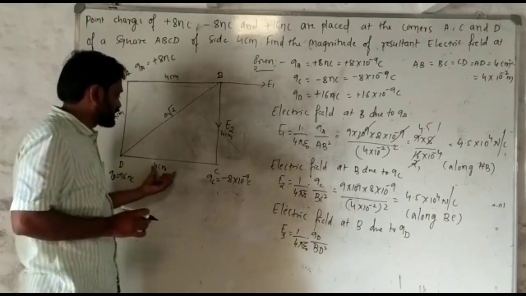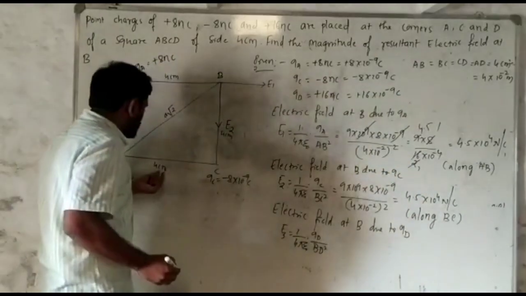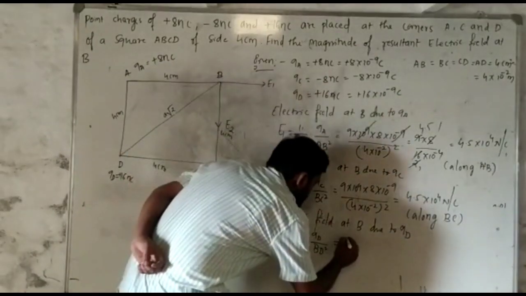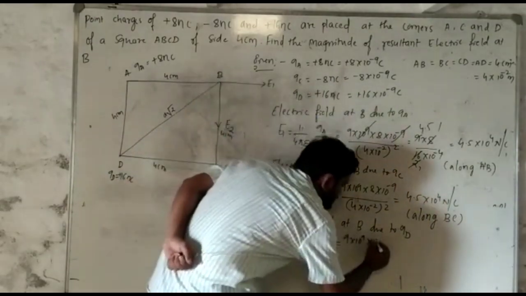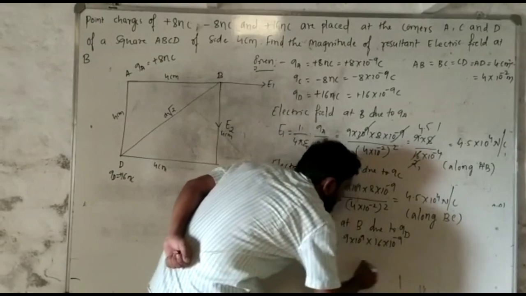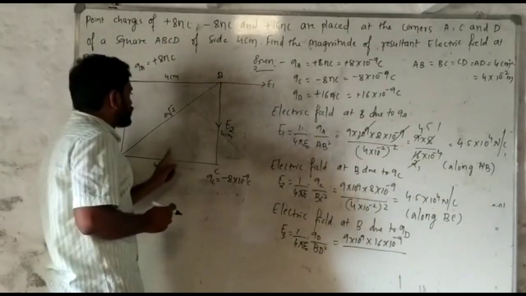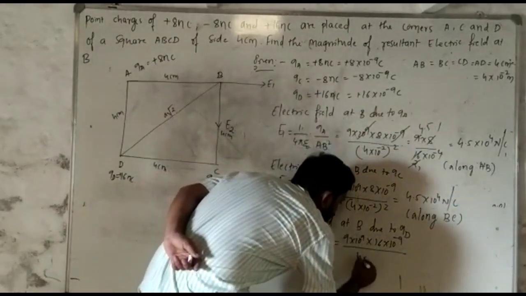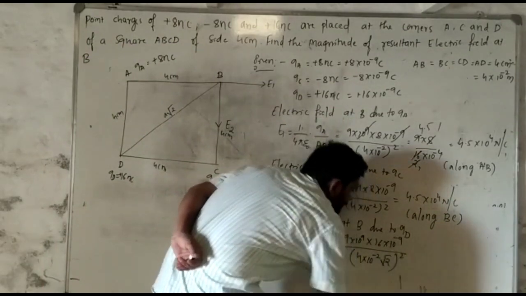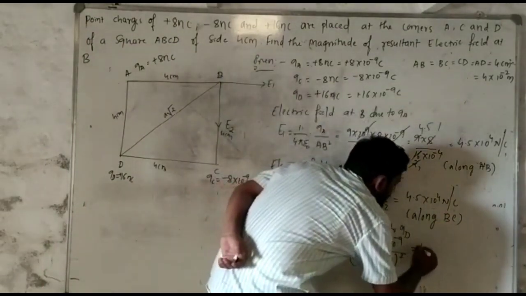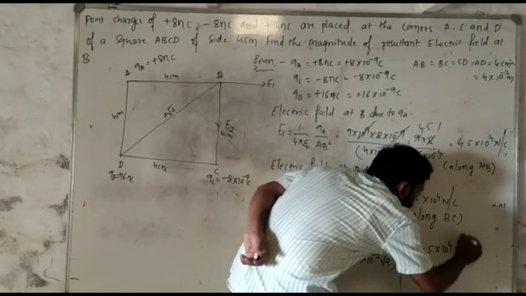Here a is just one side, that is a is equal to 4 centimeters. Substitute the values: 9 into 10 raised to 9 into QD, that is 16 into 10 raised to minus 9, divided by BD, that is a root 2, where a is equal to 4 centimeter. It means 4 into 10 raised to minus 2 into a root of 2 whole square. Simplifying this, we get 4.5 into 10 raised to 4 Newton per Coulomb.